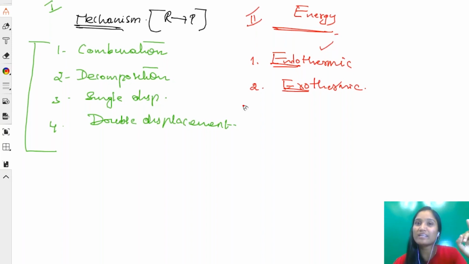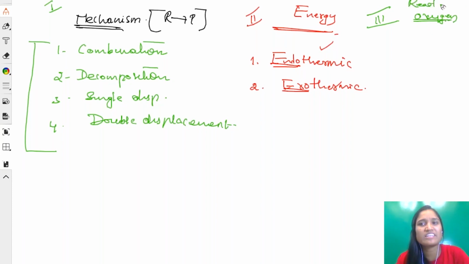And according to the second classification, that is classification of chemical reactions based on energy, very smart, I already see the responses. There are 2 types of chemical reactions. Now, we have one other classification to be studied, and that one is based on oxygen, based on addition or removal of oxygen, or you can say reaction with oxygen.